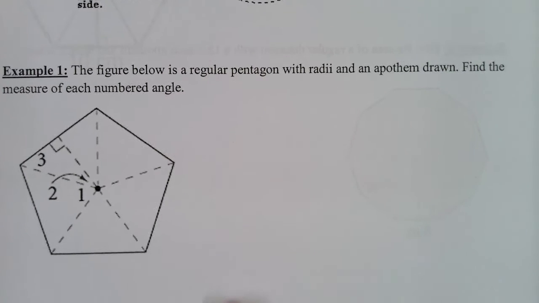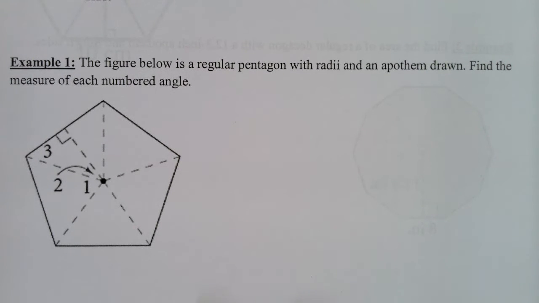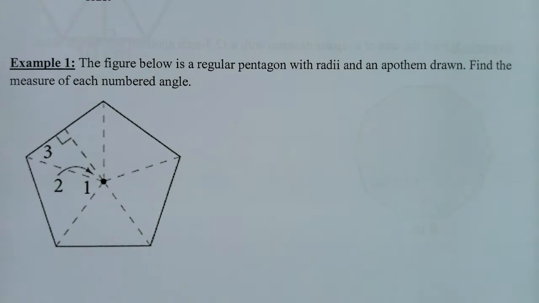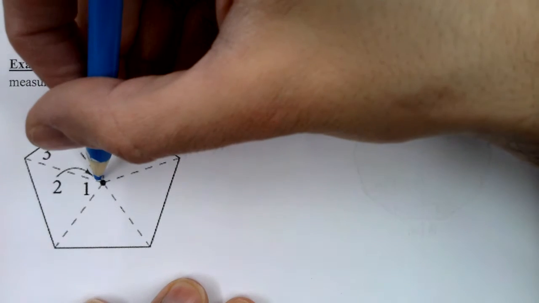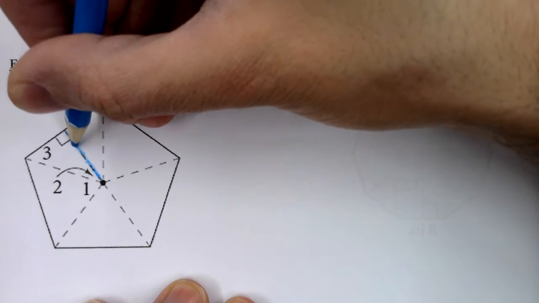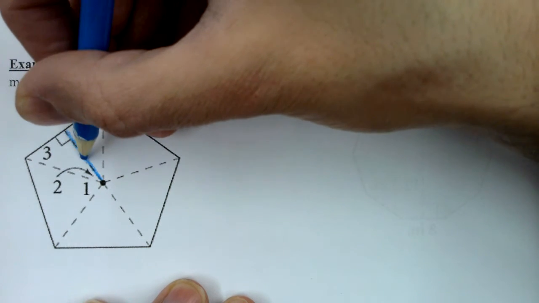The figure below is a regular pentagon with radii and an apothem drawn. Okay, so the apothem is this right here. Let me color that in so you can see it better. Let's color it in blue. Okay, this is the apothem in blue, because it goes from the center to a side and it's perpendicular to that side.